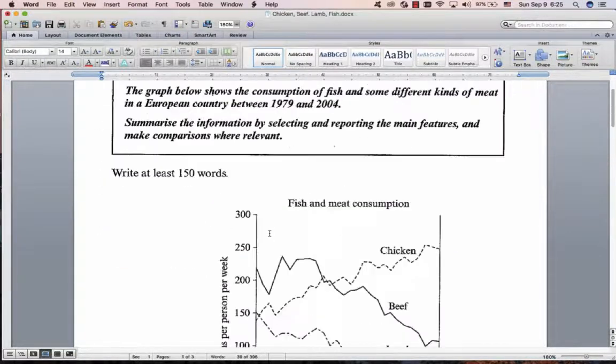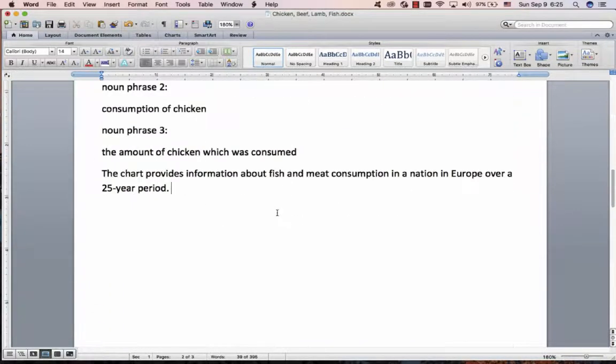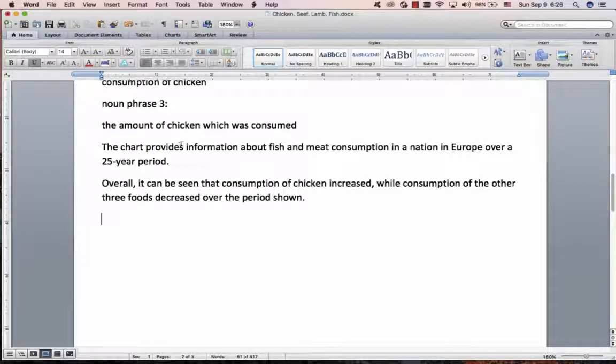So they used noun phrase 2 in the paraphrase, in the question. So I just use noun phrase 1. It's a nice paraphrase. Great. Then we go to our overview. Overall, it can be seen that consumption of chicken increased, so I've used noun phrase 2 there, while consumption of the other 3 foods decreased over the period shown. Great. Don't worry, we do overviews in another essay, another video.